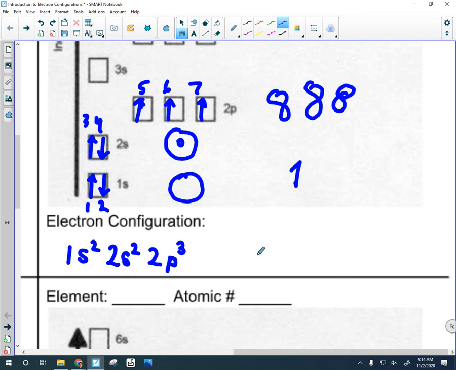And we'll work with these quite a bit this week. This is a big skill that we're going to use going forward because the electron configuration ends up dictating how that element bonds, how it joins up with other atoms.